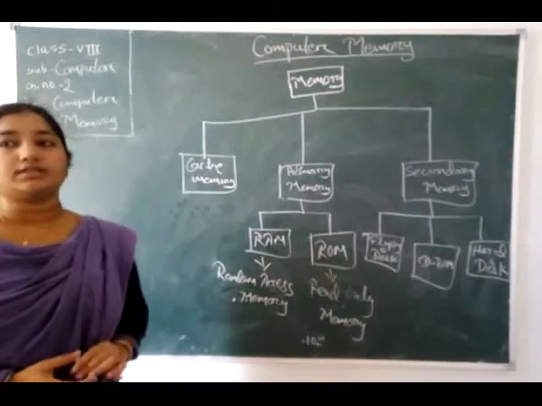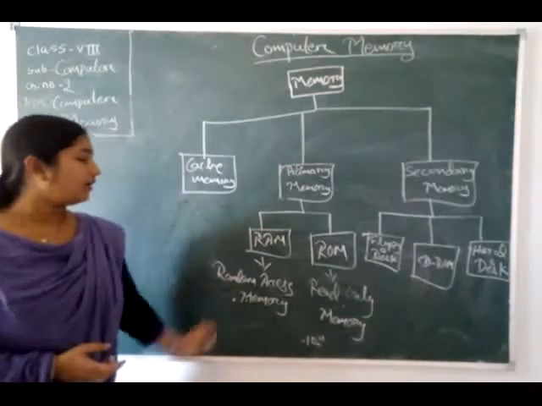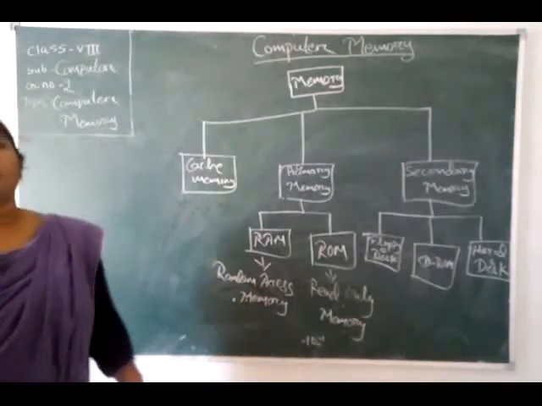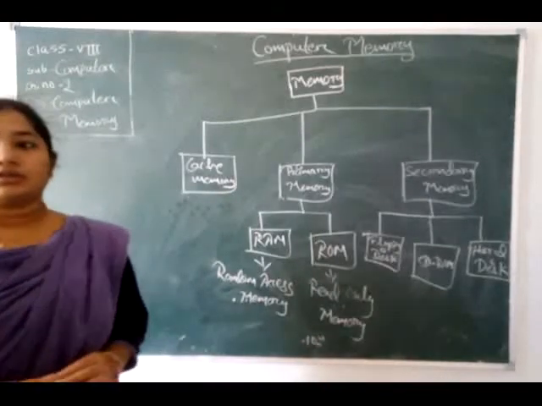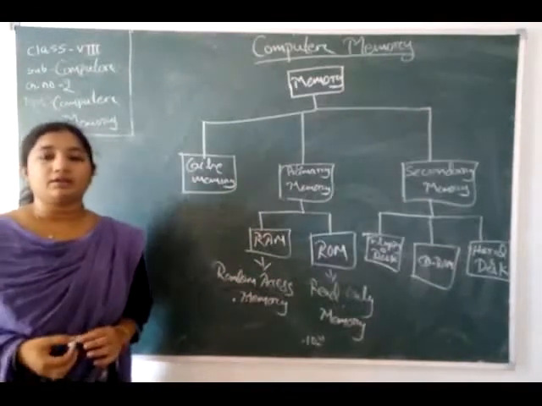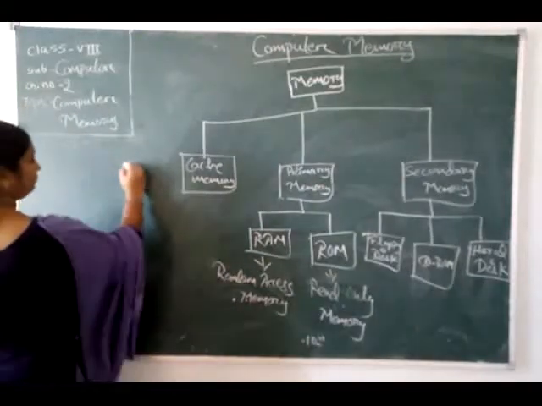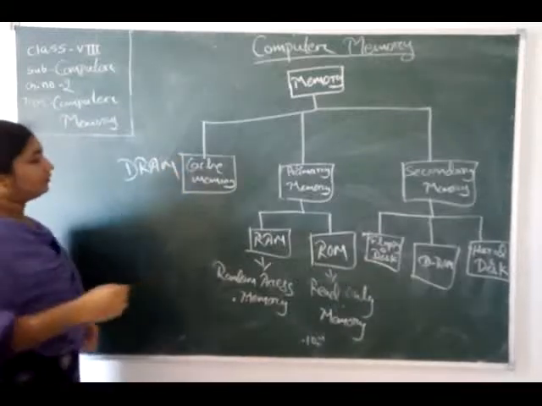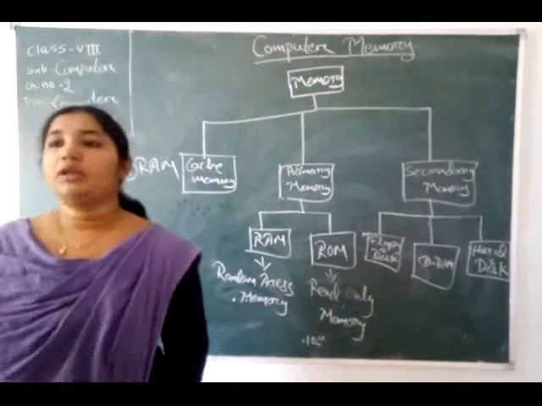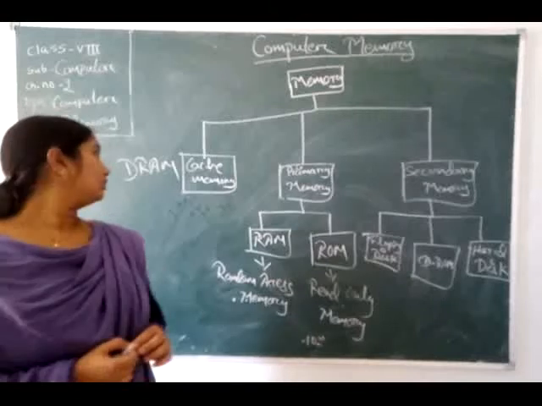RAM generally doesn't operate at optimum speed, which means it cannot operate at optimum speed. Some of the common types of RAM are DRAM, and first we discuss DRAM. DRAM stands for Dynamic Random Access Memory.